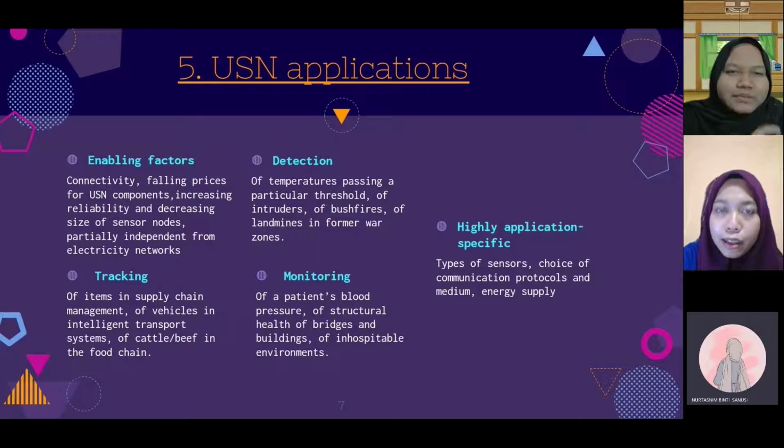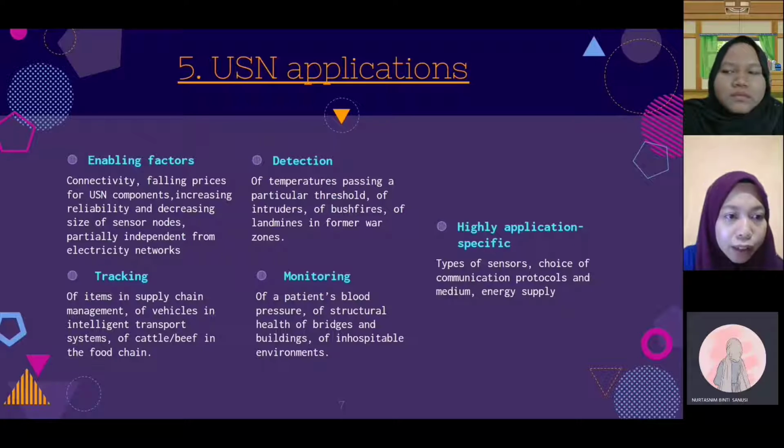Next is USN applications. Enabling factors: connectivity, falling prices for USN components, increasing reliability and decreasing size of sensor nodes, partially independent from electricity networks. Detection: detection of temperatures passing a particular threshold, of intruders, of bushfires, of landmines in former war zones.